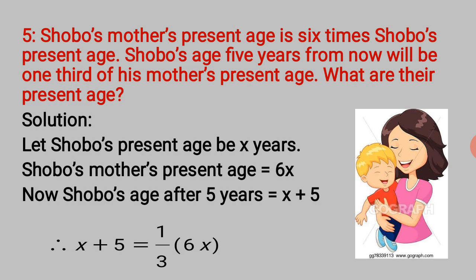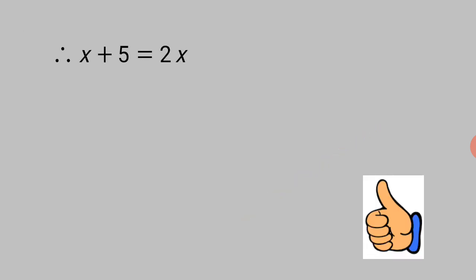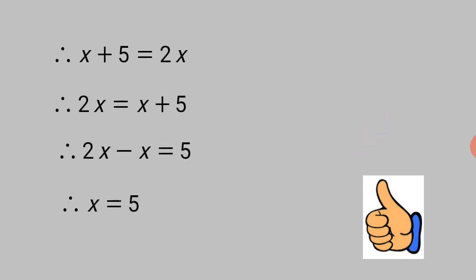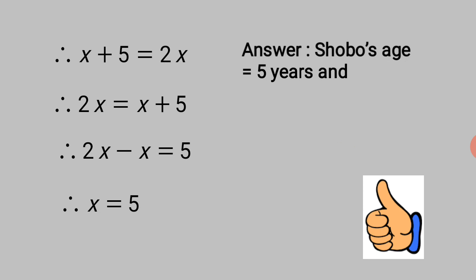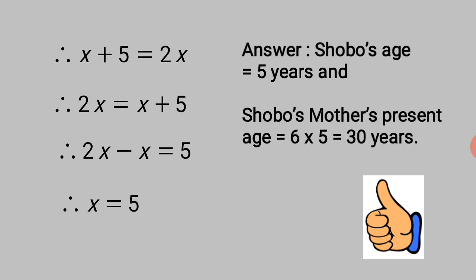Now the rest is all mathematical. The right-hand side can be simplified further. x plus 5 equals 2x. Solve it and you get x equal to 5. And your x was Shobo's age. So you will say that Shobo's present age is 5 years, and his mother's present age will become 6 5s are 30 years. It's quite easy. Let's move to the next one.